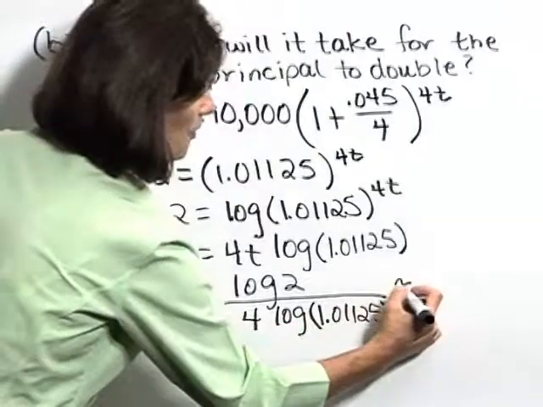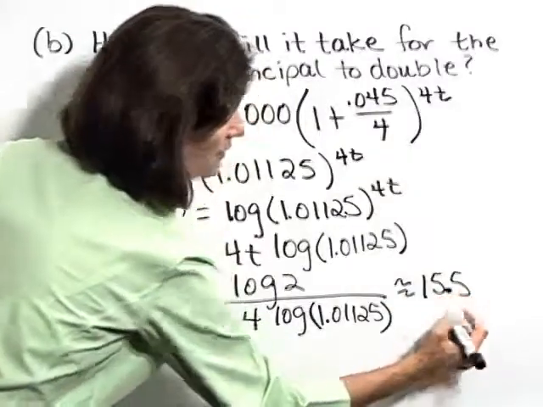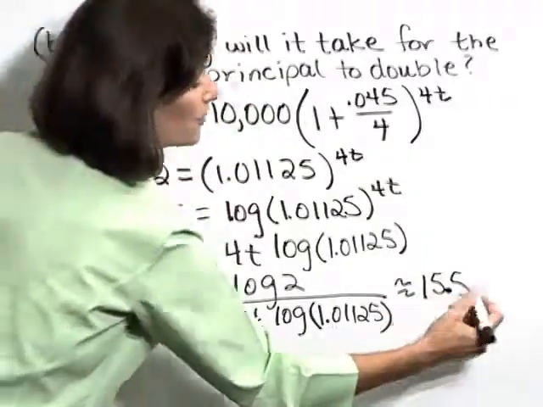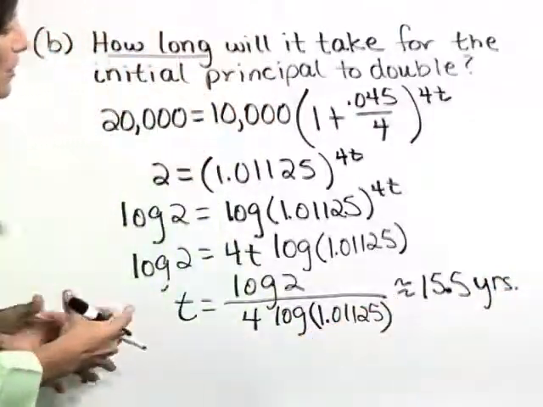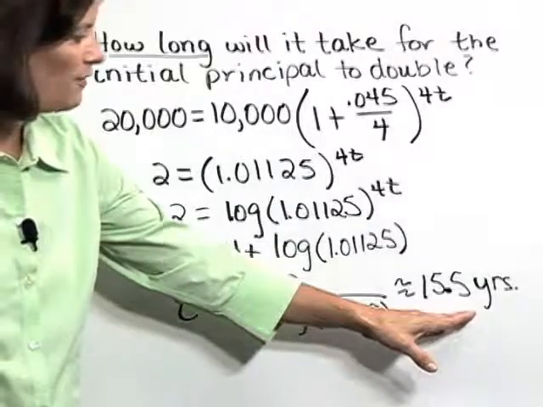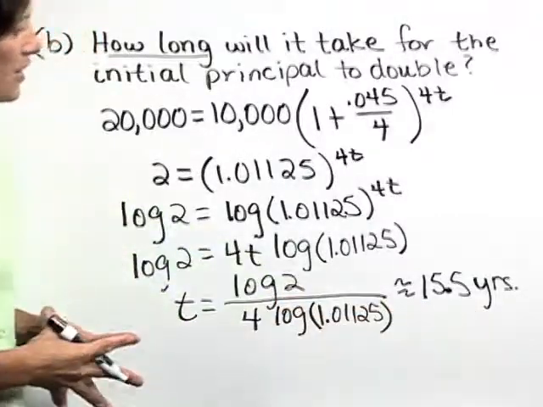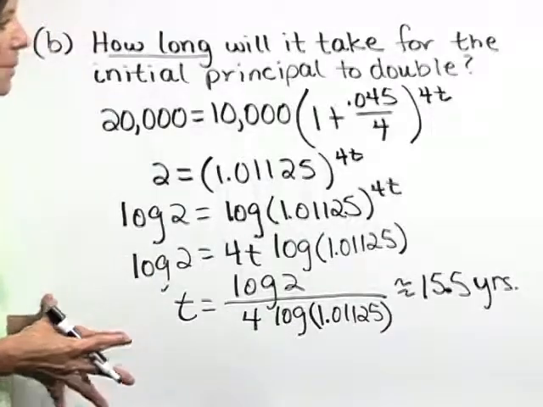Now let's evaluate using our calculator. Here we get approximately 15.5. Remember that this is time in years, so let's add the unit of years on there. So it's going to take approximately 15.5 years for this initial amount to double if it's invested at 4.5% and compounded quarterly.